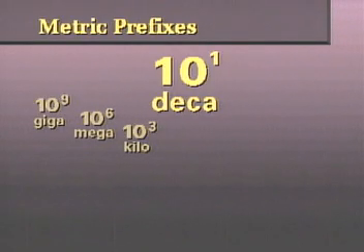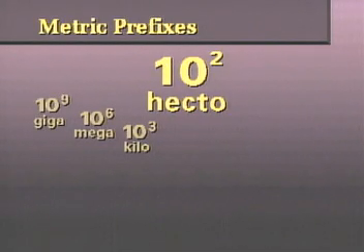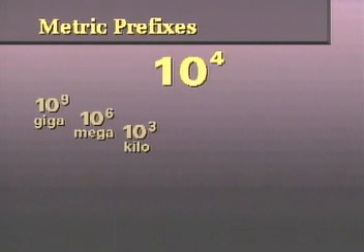10 to the 1st power, deca, and 10 to the 2nd power, hecto, however, are not commonly used in engineering notation because the decimal point is always moved in groups of 3. Nor are there prefixes for 10 to the 4th power, 10 to the 5th power, or other powers.